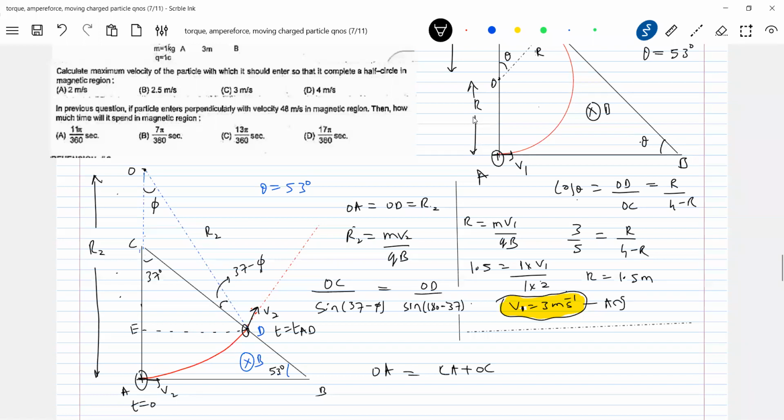And once you know angle phi, what is omega? Omega equals phi by T_AD, time taken by that. And what is omega? BQ by M. It is independent of the speed of projection. Check it now. Something is given like this: 7 pi by 300. Do calculation later on. Let me cover other numericals.